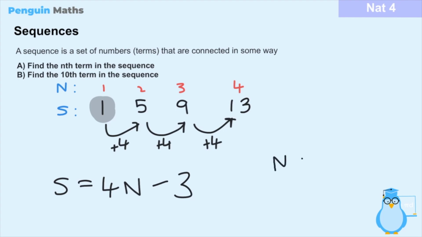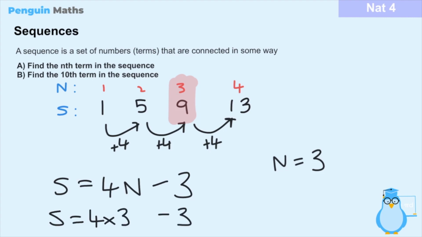So let's say now when n is equal to 3, we know that the s value should be equal to 9, so let's put n is equal to 3 into our new equation. So we have s is equal to 4 times n, which is 4 times 3, and then take away 3, and 4 times 3 is just equal to 12, minus the 3, which gives us an answer of 9. So we now know that this equation of 4n minus 3 is correct for our sequence.